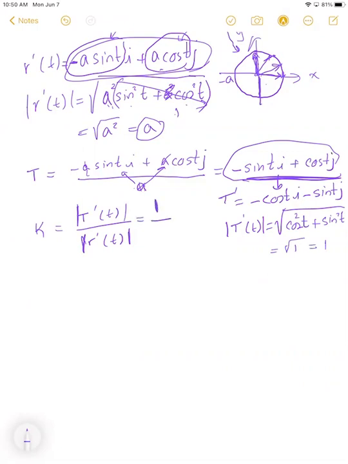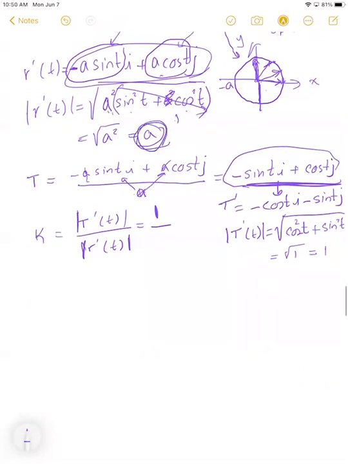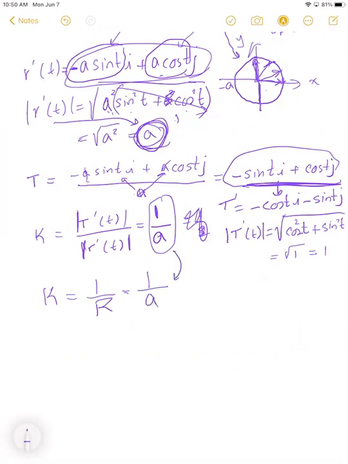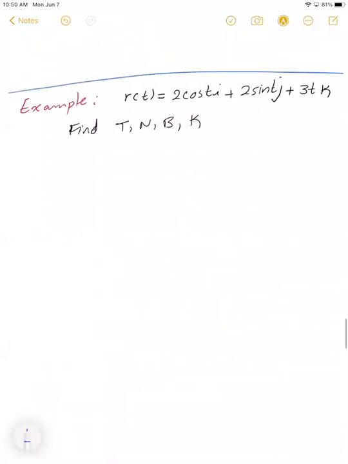I have the magnitude of r prime of t, which is a. So I get kappa is equal to 1 over a, which is a number, a scalar. So if the radius is equal to 3, then this is going to be 1/3. If the radius is equal to 2, then this is going to be 1/2. Which makes sense because, if you remember, I told you the formula for kappa is 1 over r. So if the radius is equal to a, then kappa is 1 over a, which are the same values. So that's that example.